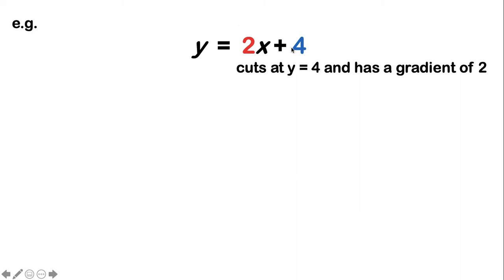But just looking at that, I know from the plus 4 on the end that it's going to cut the y-axis at 4. The vertical intercept is going to be 4, and then it's going to have a gradient of 2 because of the 2 in front of x. So that means it's going to have a steepness of 2. For every 1 across, it's going to go 2 up.